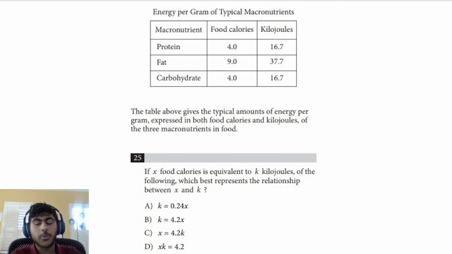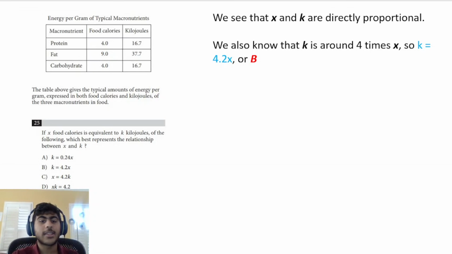We're a bit more than doubling the food calories in protein or carbohydrate to get to fat, and we're a bit more than doubling the kilojoules the same way. They're directly proportional, and we know that k is around 4 times x, which you can find by dividing 16.7 by 4, or 37.7 by 9, which means that k is going to be around 4x. Looking at our answer choices, we get 4.2x, or answer choice B.